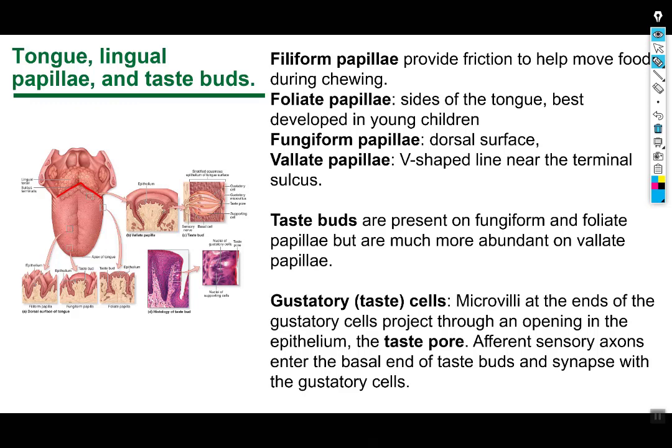So taste buds are present on fungiform and foliate papilla, but they're much more abundant on vallate. So that means that you really taste the best at the back of your tongue.